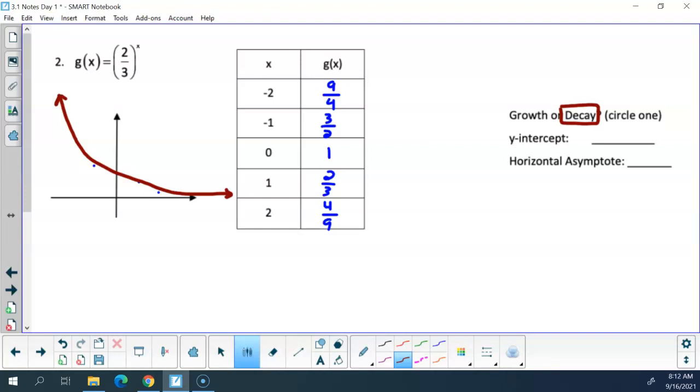Y-intercept, 0, comma 1 again. Love it. Horizontal asymptote, y equals 0 again. Love it. And draw it.